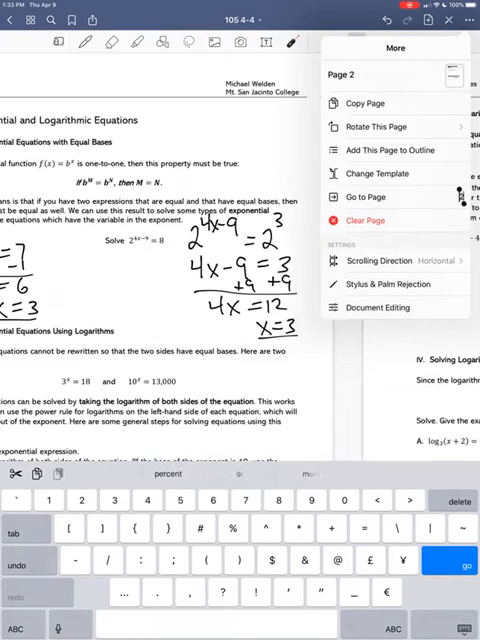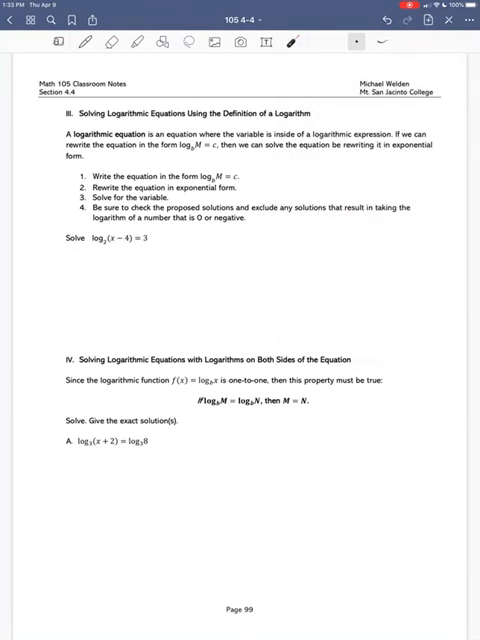Okay, so those are exponential equations. Now we're going to talk about logarithmic equations. In logarithmic equations, the variable is inside a logarithm, like we have here. In this equation, sort of in the middle, log base 2 of x minus 4, x is part of a logarithm. Or here at the bottom, log base 3 of x plus 2.